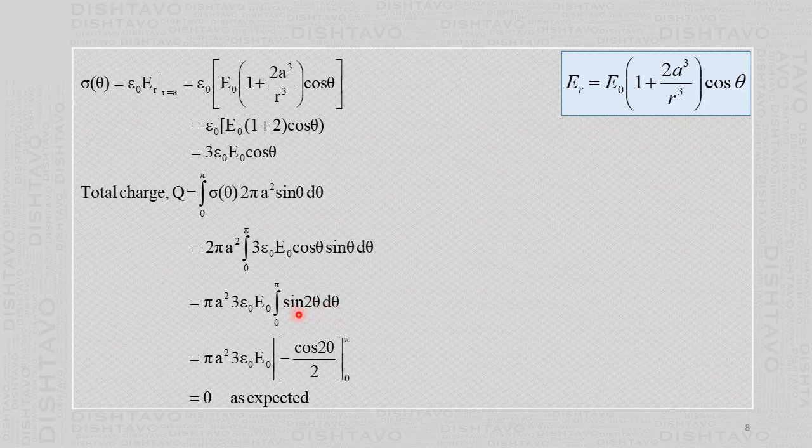And integral of sin 2 theta d theta is cos of 2 theta divided by derivative of this angle with respect to theta. So derivative of this 2 theta is 2, and it is a minus sign. The integral of sine is minus cosine. Then when you substitute upper limit and the lower limit, what you will get is 0. This will become 0 because cos of 2 pi is 1 minus cos of 0 is also 1. So 1 minus 1 is 0. So the resulting quantity will become 0, and it is as expected. The total charge on the conducting sphere in the external uniform electric field should be 0.